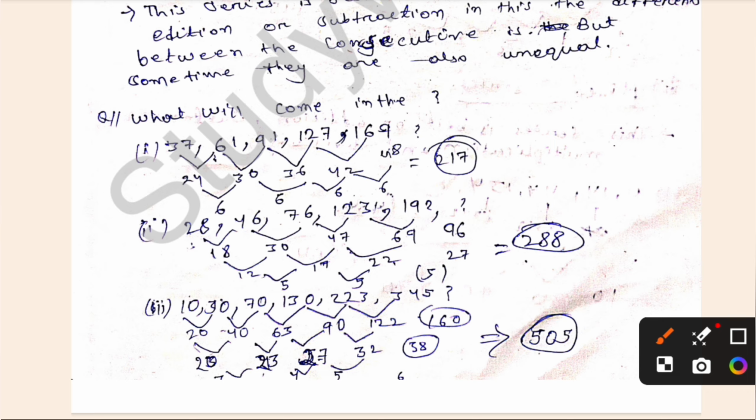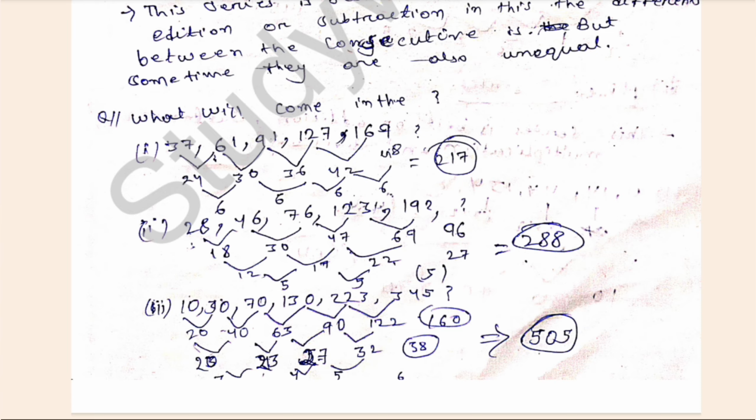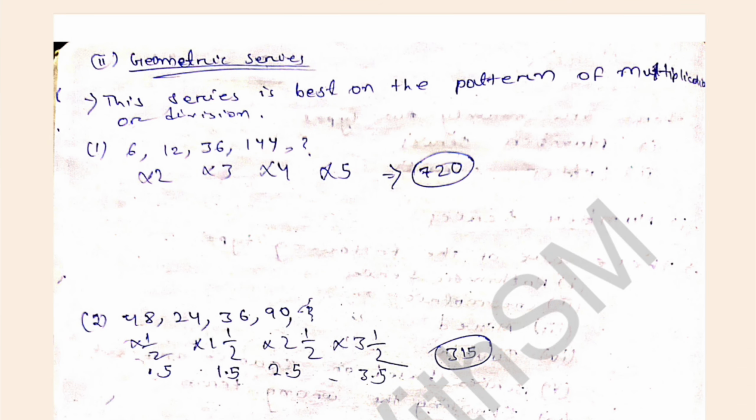Number 2: 28, 46, 76, 123, and 192. Differences: 18, 30, 47, 69, 96. The differences of differences are plus 12, plus 17, plus 22, plus 27. Difference 5, 5, 5. That is the correct answer.